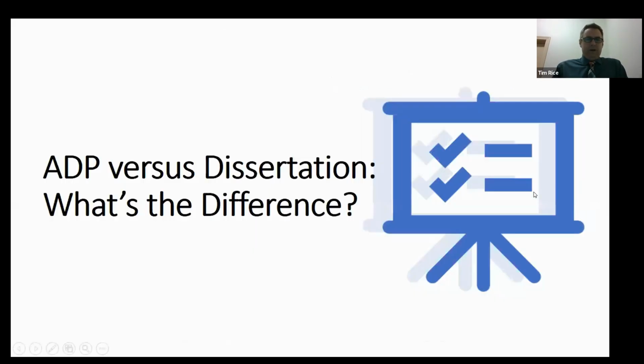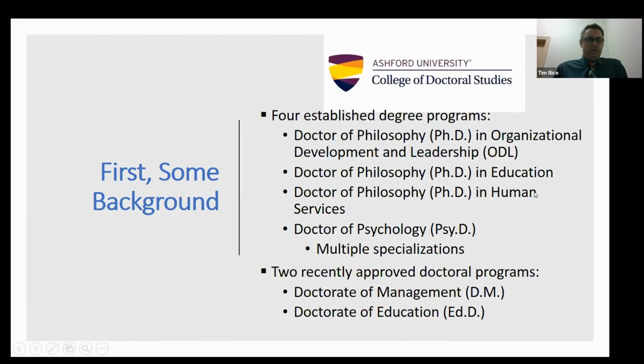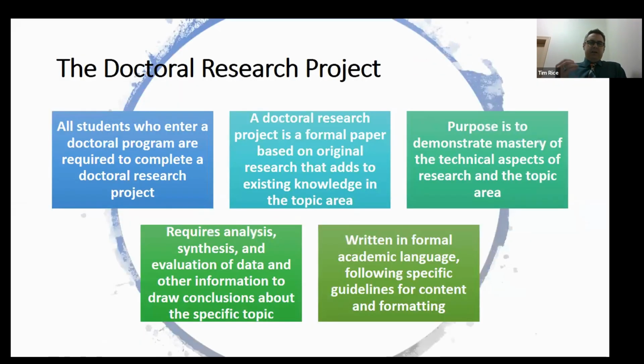One of the things with this project is that it is different, obviously, than a dissertation. We're going to talk about that over the next few minutes. All students that start a program here at Ashford in the doctoral program are required to complete a doctoral research project. And it is a formal paper based on original research that adds to the existing knowledge in the topic area. And again, this doctoral research project is an ADP or a dissertation, depending on the program that you're in academically.